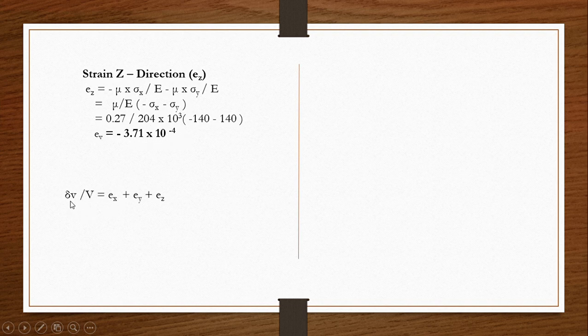Now the total volumetric deflection will be delta V upon V, that is the volumetric strain. So E of x plus E of y plus E of z. Substituting all the values, we get the final answer 6.31 into 10 raised to minus 4.